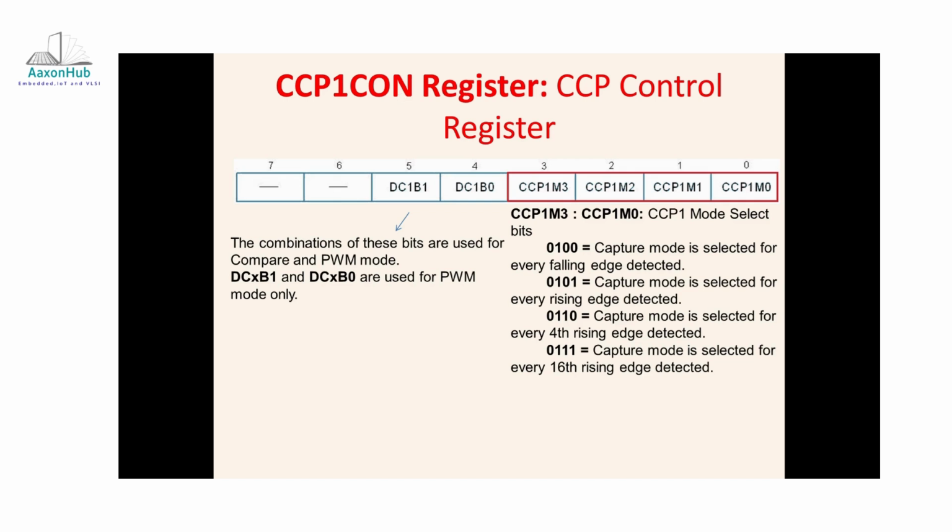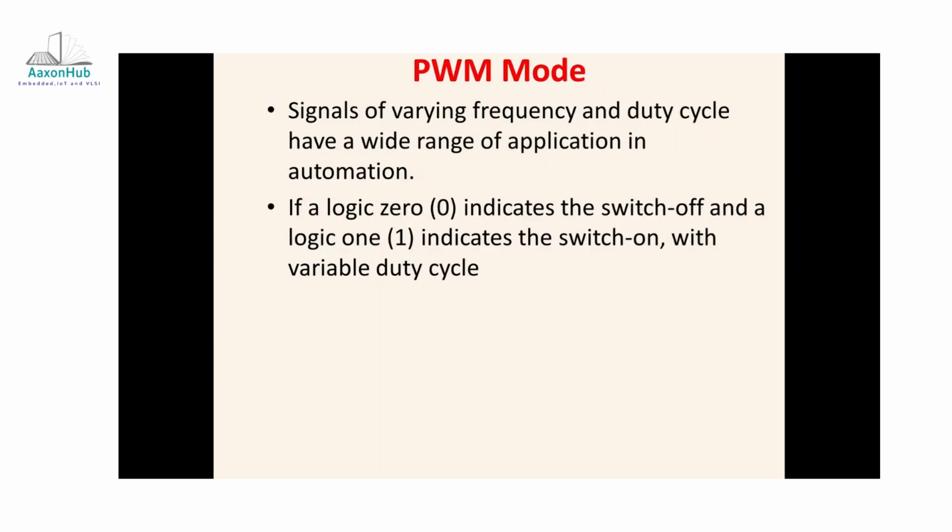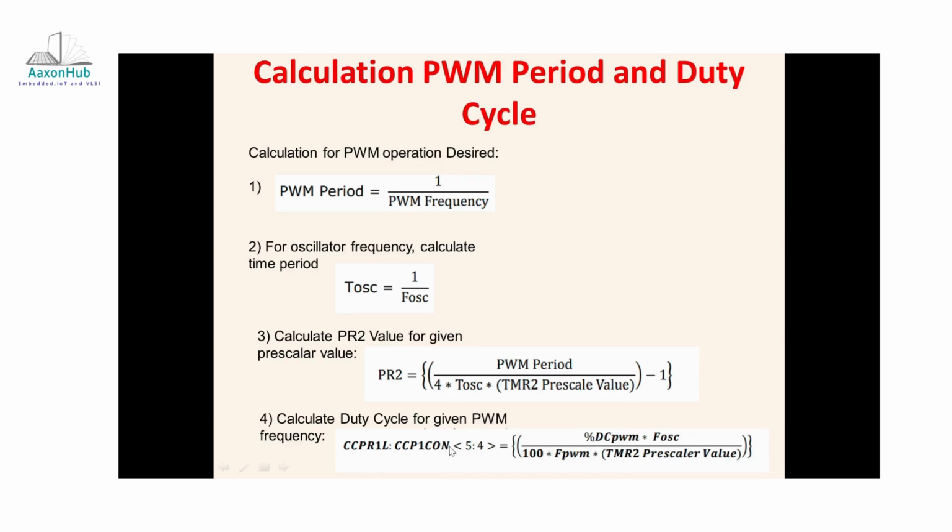Okay, so the PWM duty cycle is specified by writing the CCPR1L register value along with the CCP1CON register. Then and only then will your actual PWM 10-bit resolution be loaded.